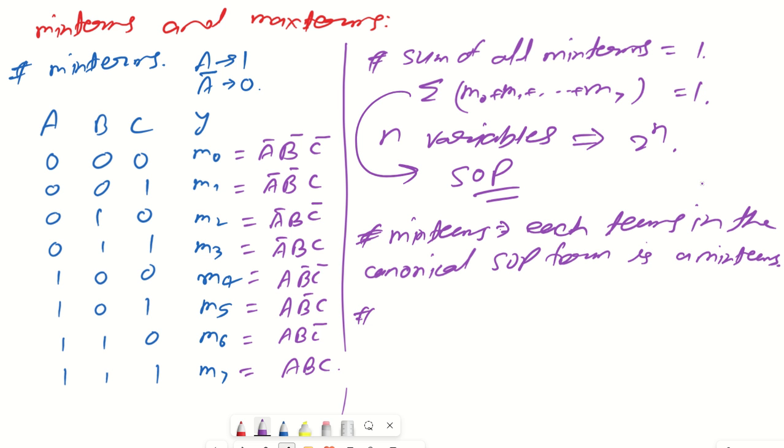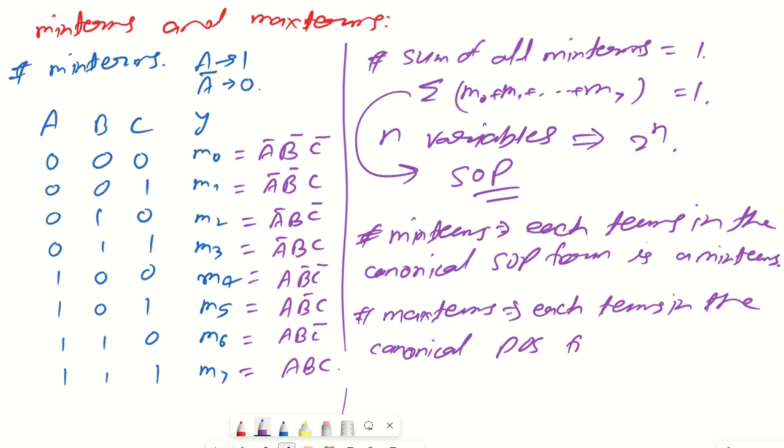I will define max term here itself also, so that you can have a proper difference and definition of both. So max term is each term in the canonical POS form, like product of sum form. So each term in the canonical products of sum form is a max term. Just like this min term, we will try to identify the expressions for max term as well.